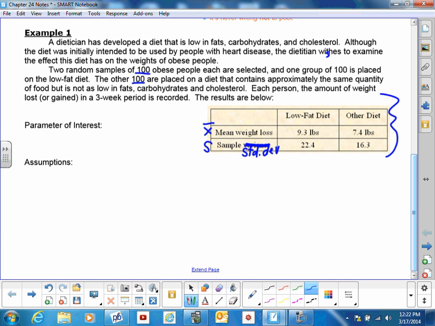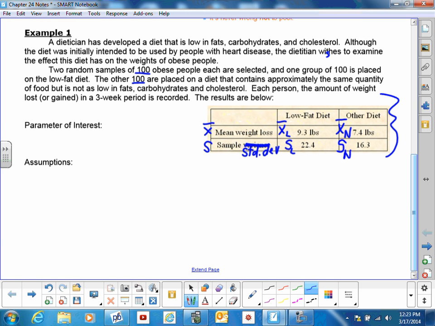Okay. So this would be the sample mean. Do you see how I notate it with X bar for the low-fat diet? And this would be the sample mean for the 100 on the not. I'm going to do N for the not low-fat diet. So this is the standard deviation for the low-fat and the standard deviation for the not low-fat.